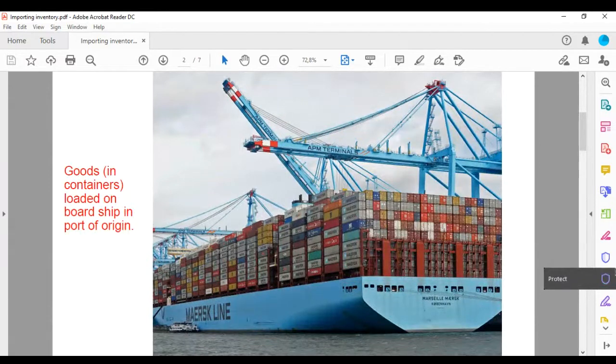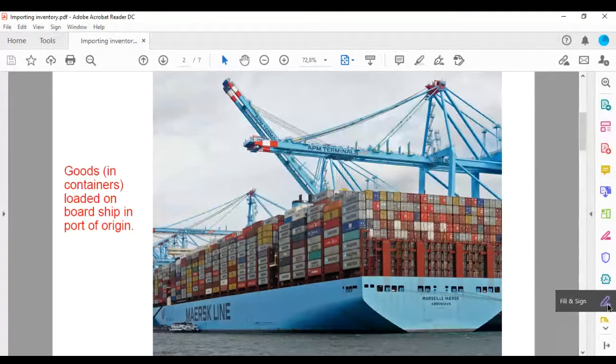Then we know that the goods in the containers are going to be loaded on board a ship in the port of origin. In other words, the port that is in the country of the supplier. There you can see those ships are huge, because there are a lot of those big containers on them. You can also see those cranes that are used to load those heavy containers on board the ship. If you pass by Cape Town Harbour, you probably would have seen those enormous cranes there. Okay, so the goods will be loaded on board the ship in the port of origin.